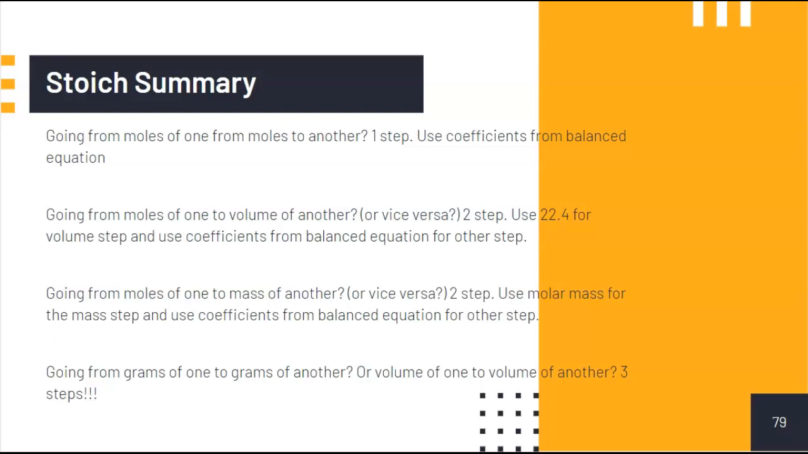And then what if you're going to grams? That's going to be a three-stepper. Or, we haven't done this yet, but we will: what if you're going from volume to volume? Similarly, that's going to be a three-stepper too. In all the three-step problems, your middle step is always a mole to mole. So those are the different types of stoichiometry problems you could possibly come across. And don't worry, we will continue to practice this in class and also do some labs with it too.